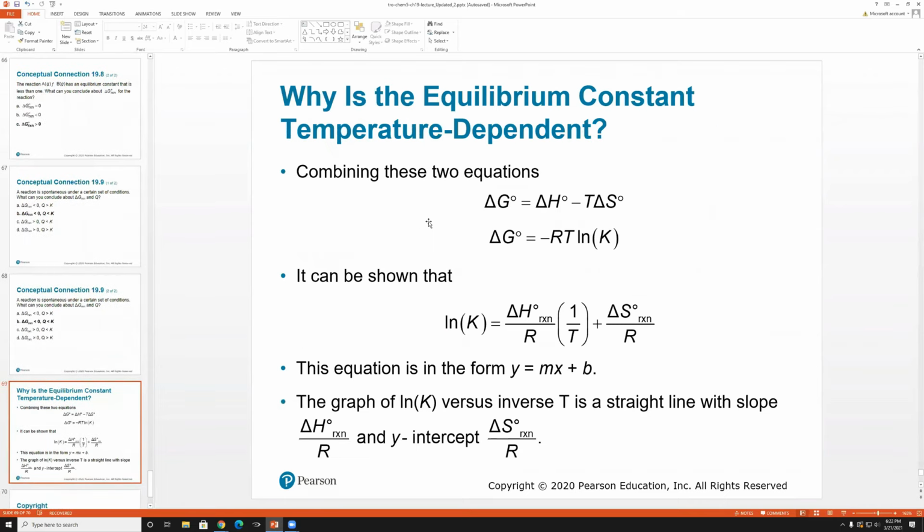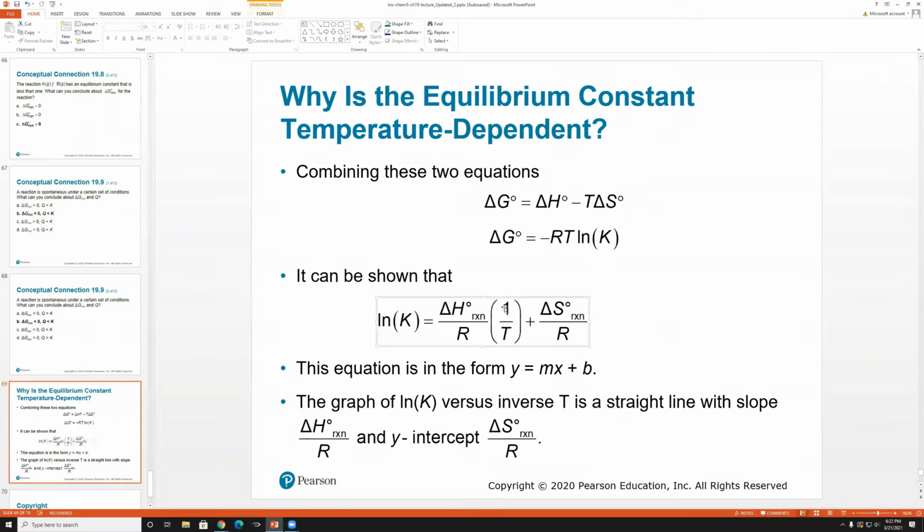So here are just some of the equations we have summed up. It could also be shown as natural log of K equals delta H over R times 1 over T plus delta S over R. So this is in the form of y equals mx plus b. What we can say is that the graph of natural log of K versus 1 over T is a straight line with the slope delta H over R and a y-intercept of delta S over R. Again, that information, if needed, will be given to you on the exam. This is just a very brief overview.